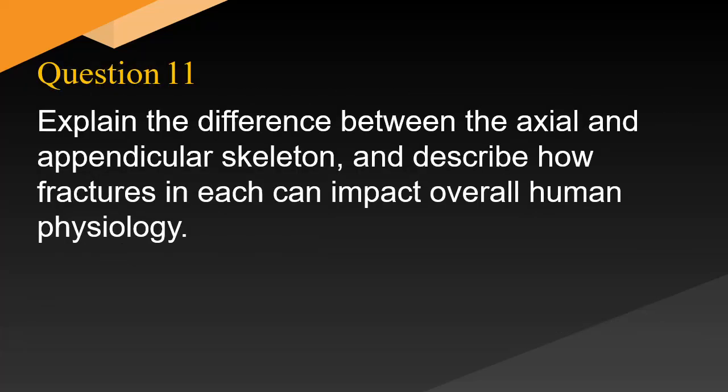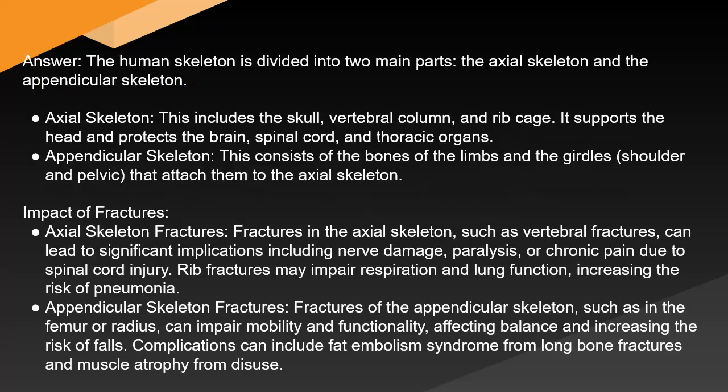Explain the difference between the axial and appendicular skeleton and describe how fractures in each can impact overall human physiology. Answer: The human skeleton is divided into two main parts: the axial skeleton and the appendicular skeleton. The axial skeleton. This includes the skull, vertebral column, and rib cage. It supports the head and protects the brain, spinal cord, and thoracic organs. Appendicular skeleton. This consists of the bones of the limbs and the girdles, shoulder and pelvic, that attach them to the axial skeleton.